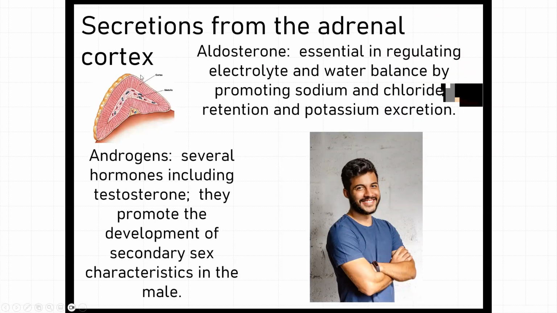Now, secretions from the adrenal cortex: aldosterone, essential in regulating electrolyte and water balance by promoting sodium and chloride retention and excretion of potassium. Androgens are several hormones, including testosterone. They promote the development of secondary sex characteristics in the male, and their production is regulated by our adrenal cortex. Though testosterone is produced in the testes, it is also regulated by the adrenal cortex.